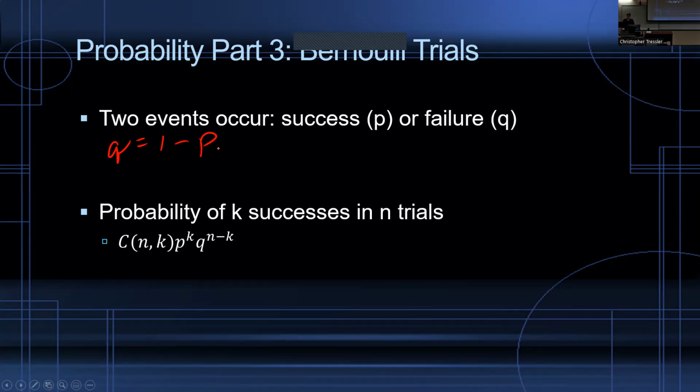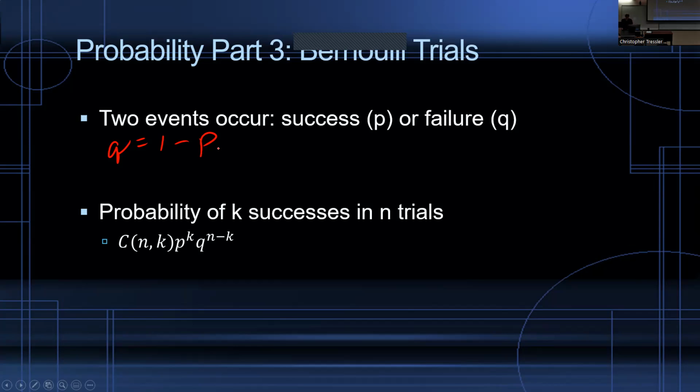The formula that I definitely recommend putting on your formula sheet is this formula right here. This is the probability of how many successes in n number of trials. Once again, it's the probability of k successes in n trials. So I'm going to run us through an example of this.